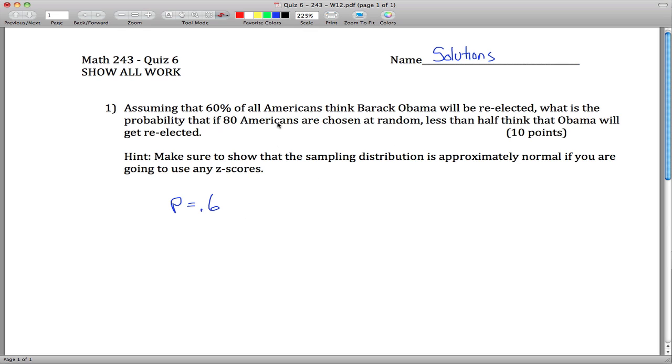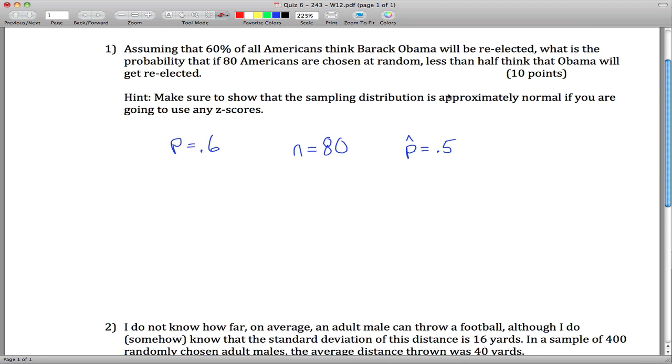Let's see, we have 80 Americans chosen at random, n equals 80. And we need to know the probability that less than half, so p hat equals 1/2, in other words 0.5, think that he'll get reelected. And then there's this hint here that says be careful, make sure you check that the sampling distribution is approximately normal. So maybe I should do that first.